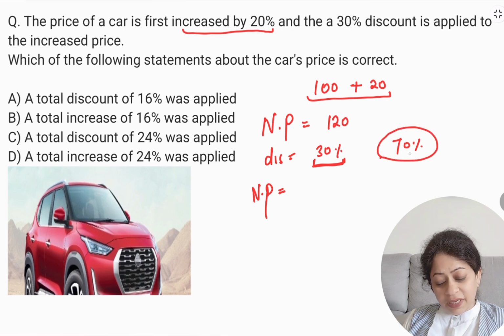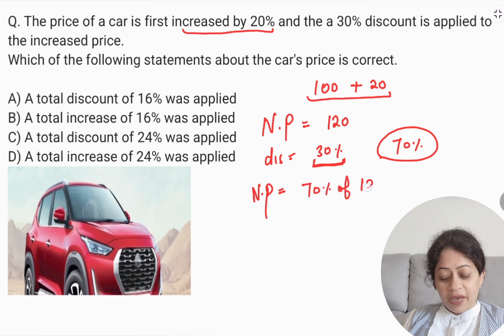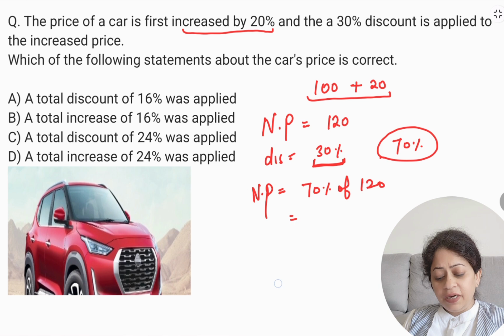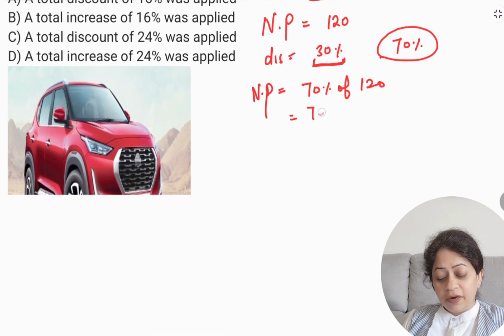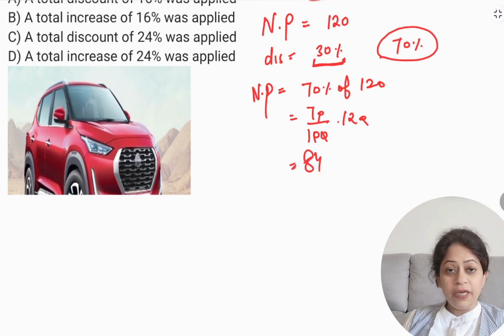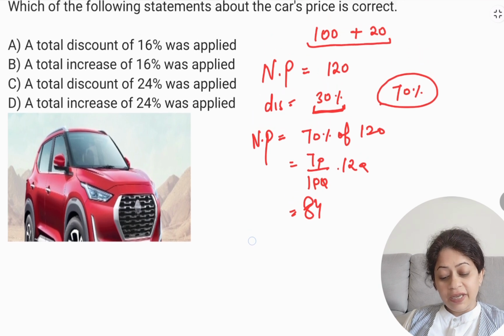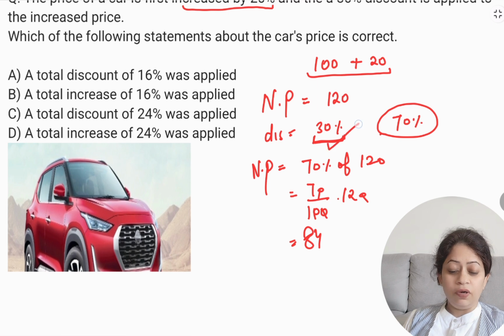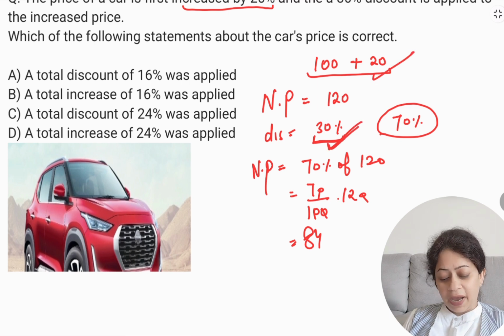So the new price is 70% of 120. And if we solve it, we get 70 by 100 times 120, which is what? Which is 84. So what is the new price now? 84. So first they increase the price, then they gave a discount. Okay, this is the increase, this is the discount. And after that the price is 84.